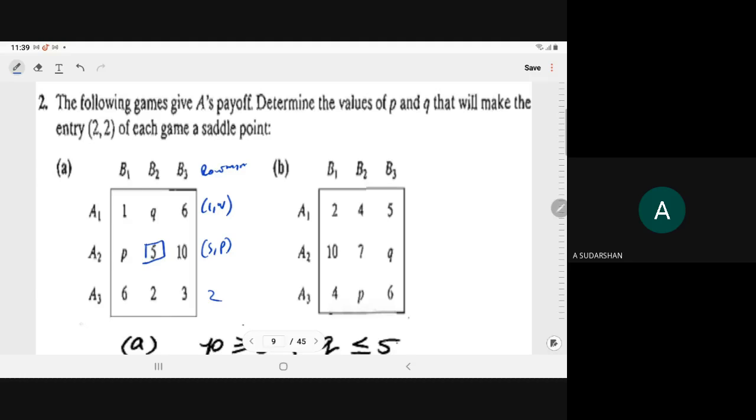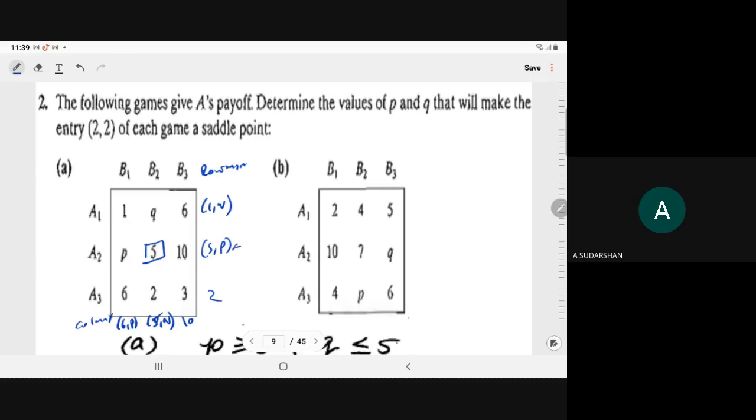What is the column max? Column max can be 6 comma p, because we do not know what is the value of p. So it is 6 comma p. Then column max is 5 comma q, because we do not know what is the value of q. Then column max is 10. Now it is given to you that 2 comma 2 is the saddle point.